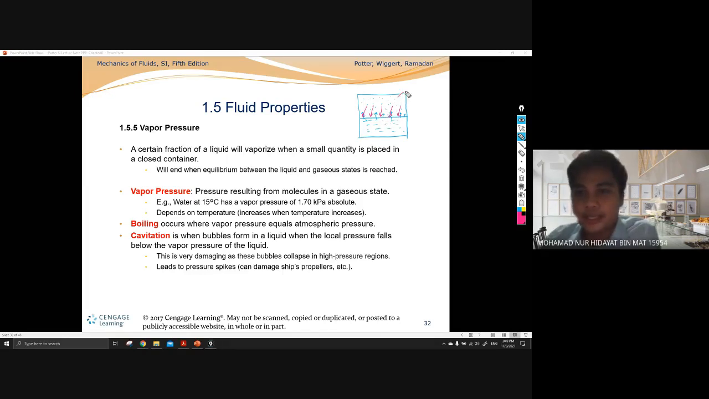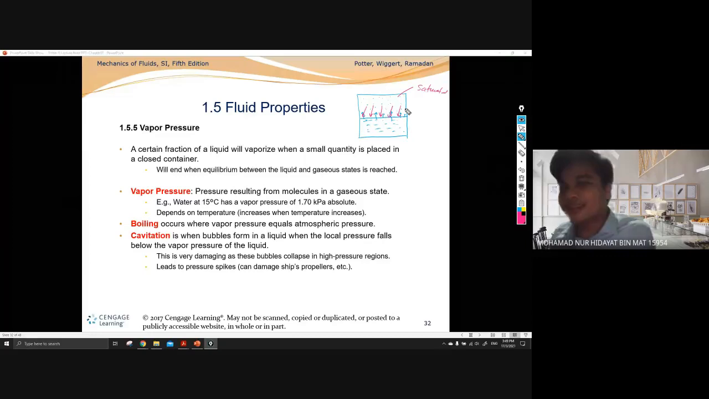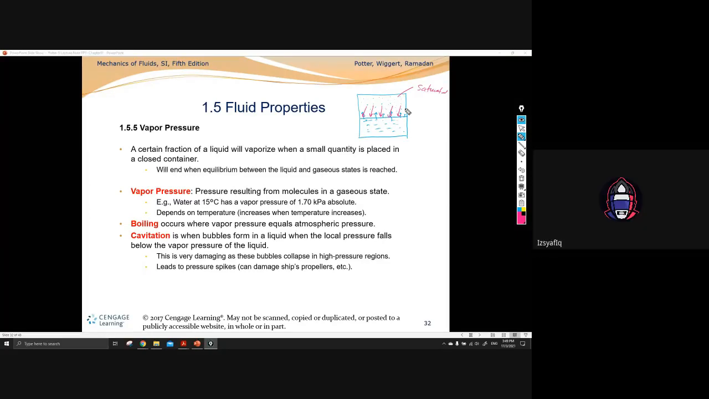When this is saturated, for example, saturated vapor, do you think this will vaporize? The molecule will vaporize again? No.